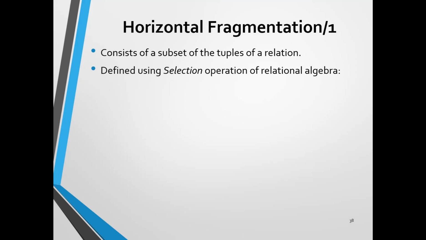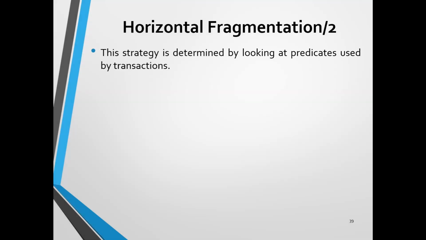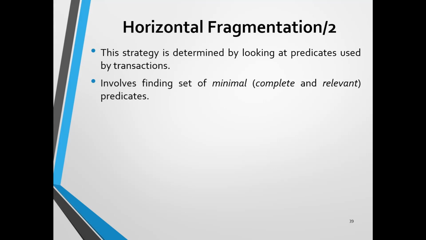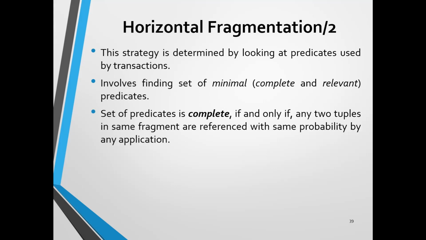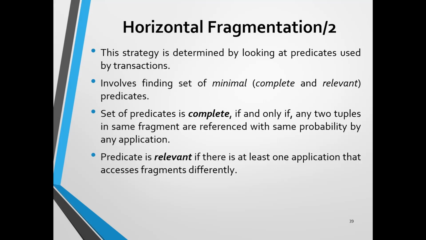Horizontal fragmentation consists of a subset of tuples of a relation, defined using selection operation of relational algebra. For example, this strategy is determined by looking at predicates used by transactions, involves finding a set of minimal predicates. A set of predicates is complete if and only if any 2 tuples in the same fragment are referenced with the same probability by any application. Predicate is relevant if there is at least one application that accesses fragments differently.